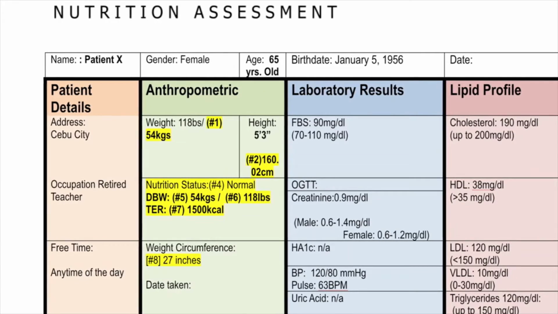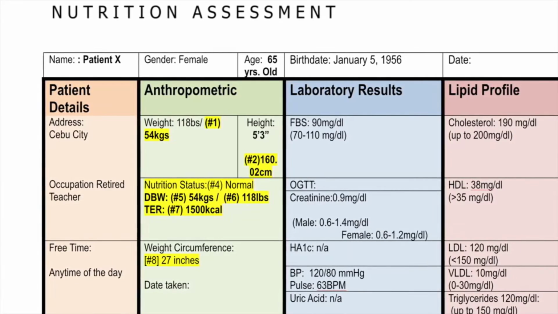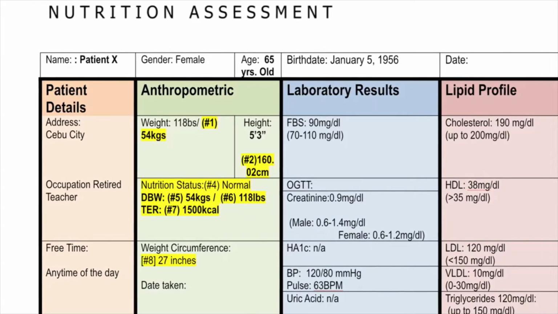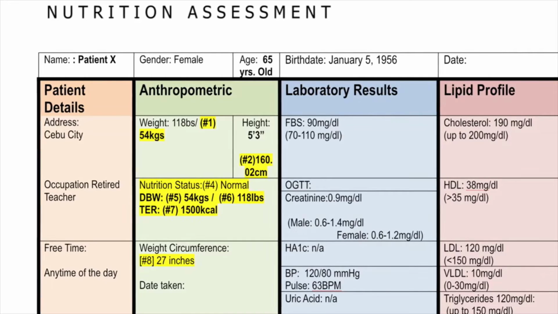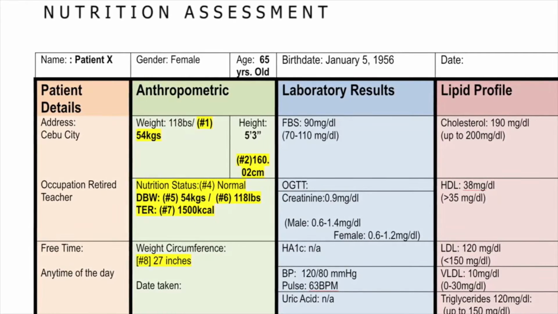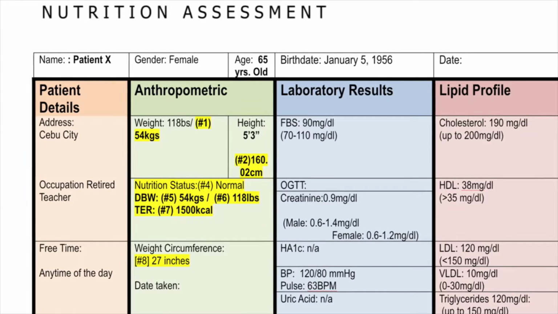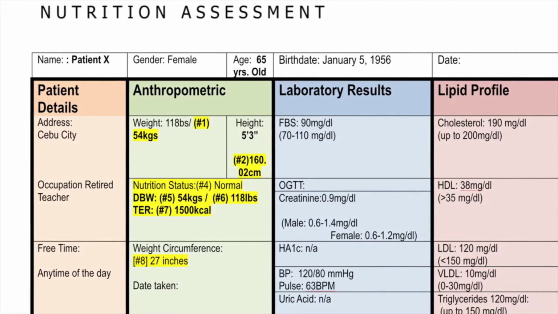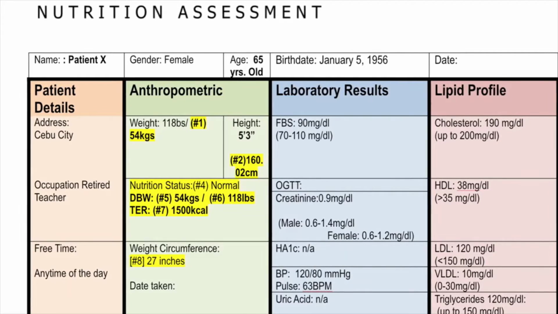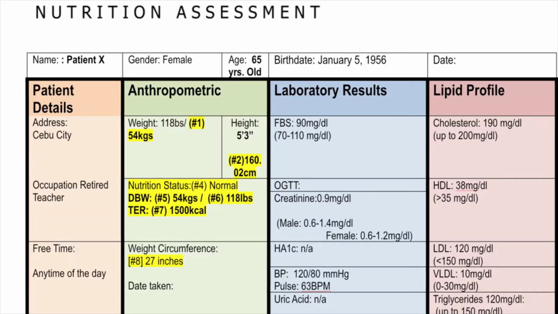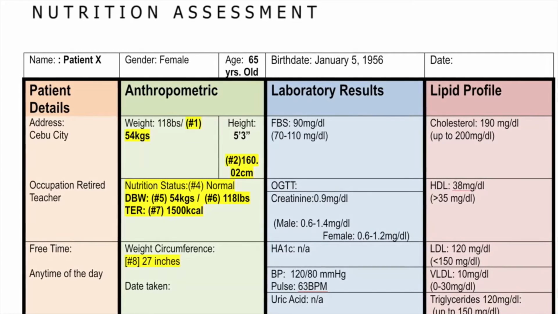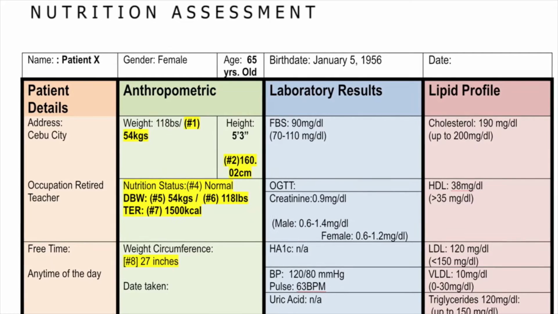The DBW is 54 kilograms and 118 lbs. And her TR is 1,500 kcal, or the required calories. So her waist circumference is 27 inches.